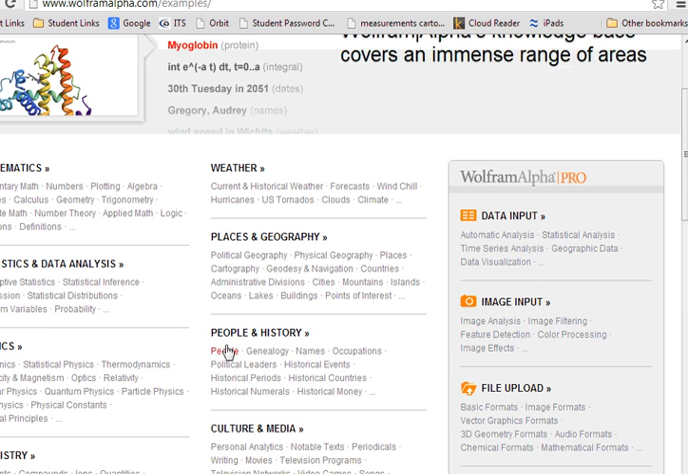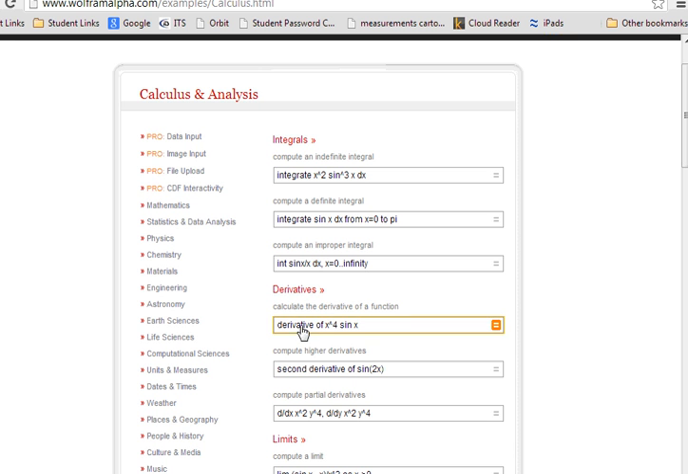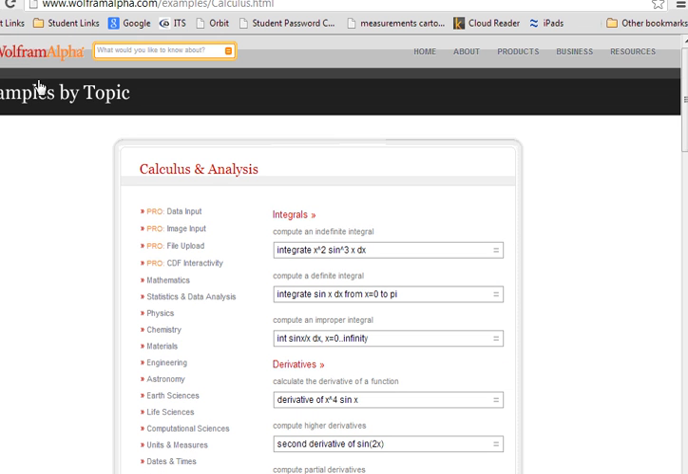Say we want to go to math. Under the examples, I want to do derivatives, calculus. So if we want to do the derivative, we type derivative of, or second derivative of. So I would like to know the second derivative of, what was our function? It was x squared minus xy plus y squared equals 3.